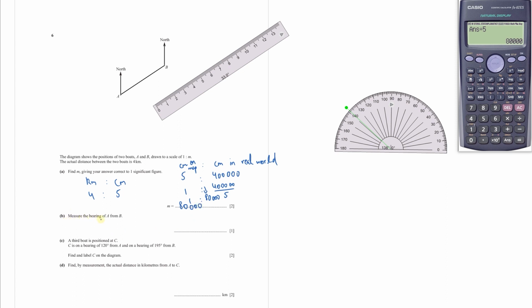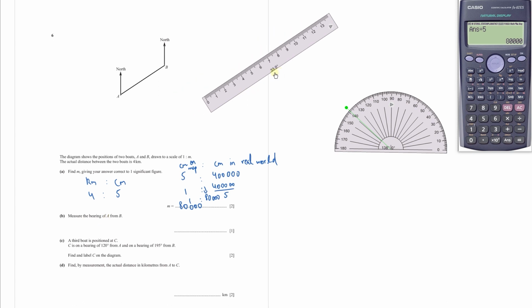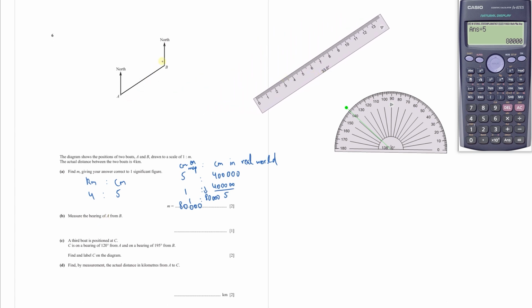Part B is measure the bearing of A from B. So the bearing of A from B will be this angle. This is the angle that we need to measure. Since this is greater than 180 degrees and our protractor can only go up to 180 degrees, I can measure this angle here, let's call this X, and once I find X, I can subtract X from 360 degrees to get the remaining angle, since a full circle is 360.